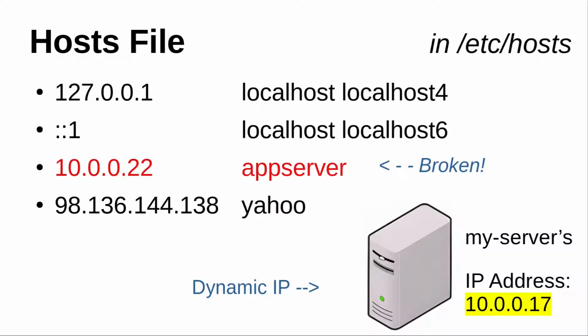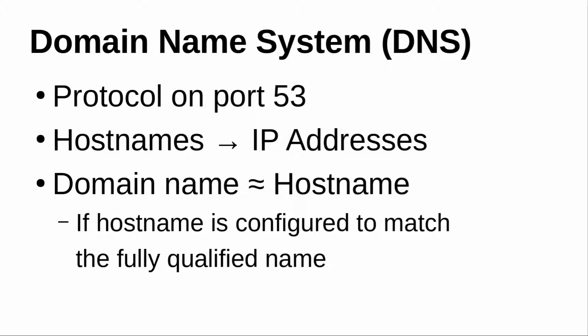The second major way hostnames are handled is through the use of the domain name system, also known as DNS. DNS is a protocol on port 53 that works between a client and server to translate hostnames into their respective IP addresses. Domains, by the way, are a way to group the hosts on our network. So to clarify, a hostname is a type of domain name, and a domain name can also be your hostname if you configure it to identify by that domain name.